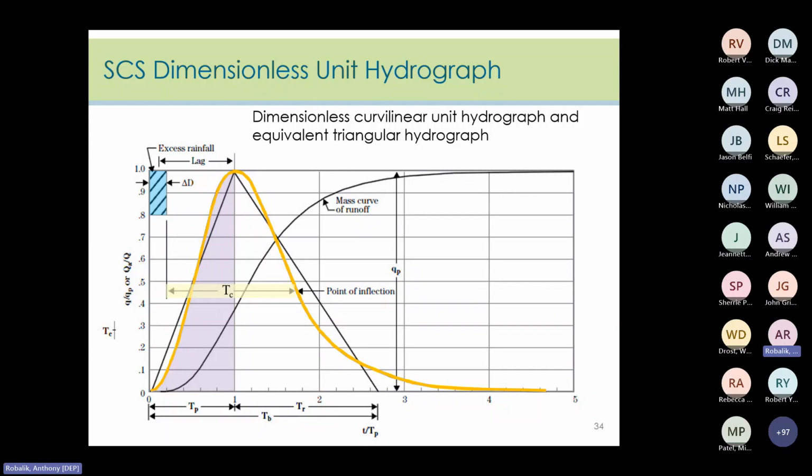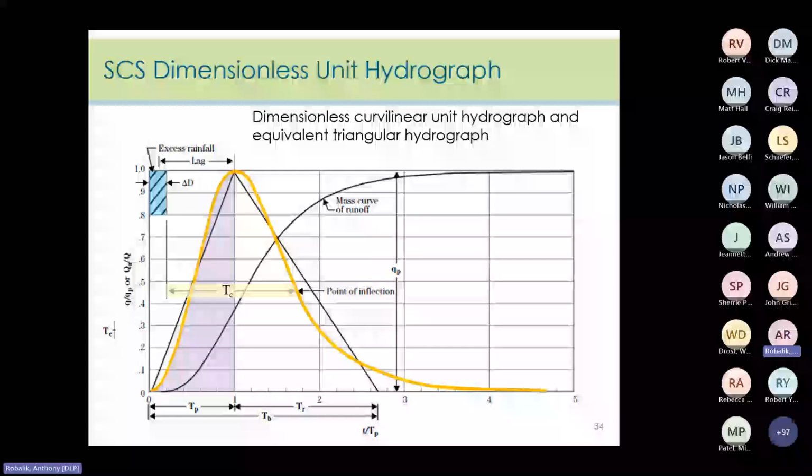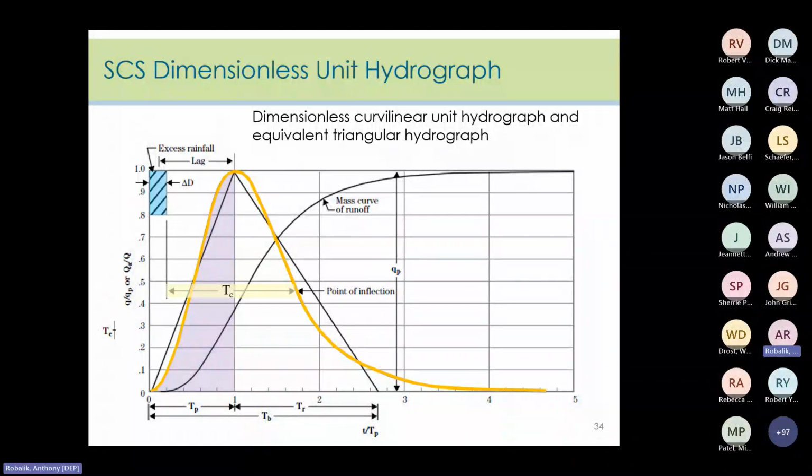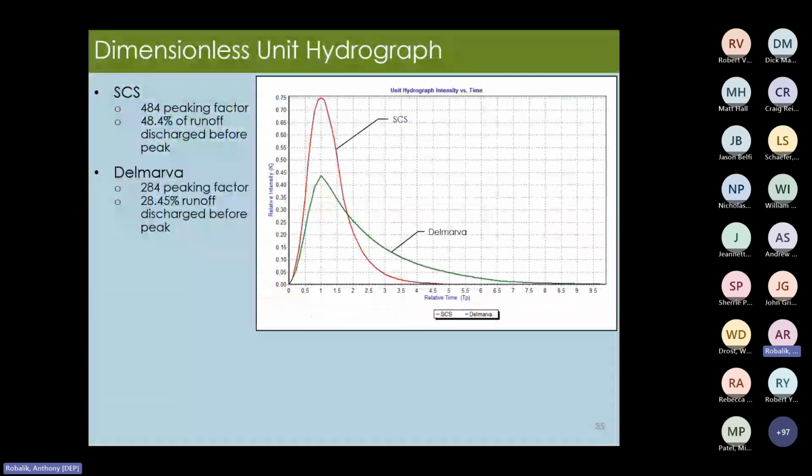The dimensionless unit hydrograph that was developed has a peak rate factor or a shape factor of 484, which means that 48.4% of the total runoff volume is discharged before the peak time, and that's shaded in purple. And the remaining 51.6% of the total runoff is discharged after the peak time. And the peak rate of runoff is the maximum height of the hydrograph. You can usually see the shape factor on the printouts provided in stormwater reports. So that's something to check in the reviews.